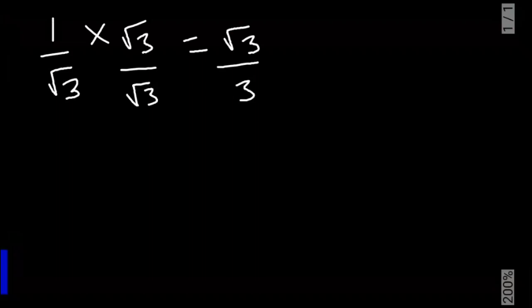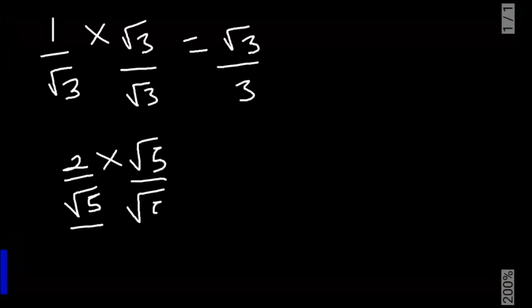Let's take another example. Let's say 2 over root 5. To rationalize this, we multiply by root 5 over root 5. So this is 2 root 5 over root 5 multiplied by root 5, which is 5.